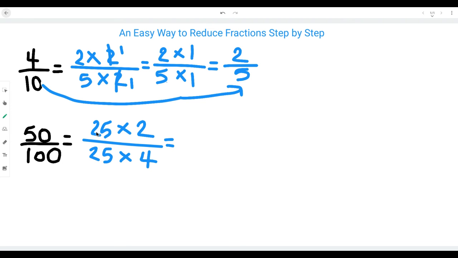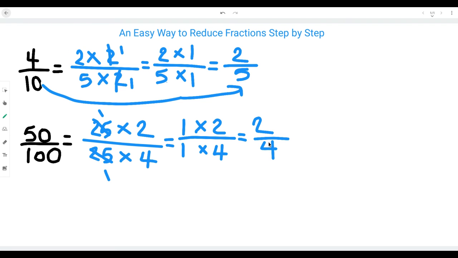So we can cancel out 25 and 25 because they are the same. So 25 into 25, 1. We will remain with 1 times 2 over 1 times 4. That's going to give us 1 times 2 is 2, and 1 times 4 is 4.